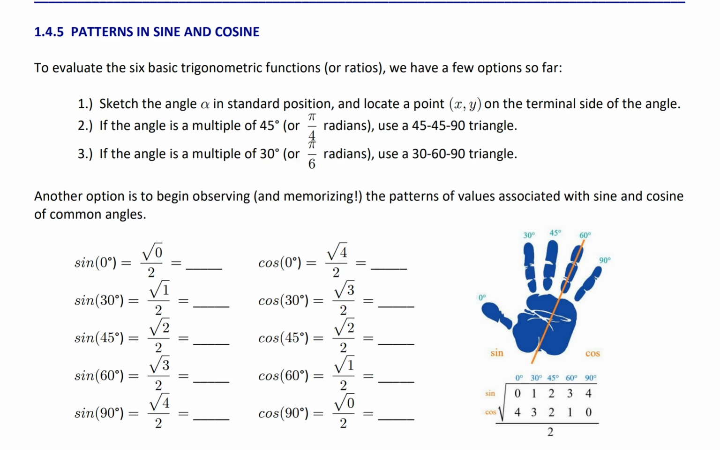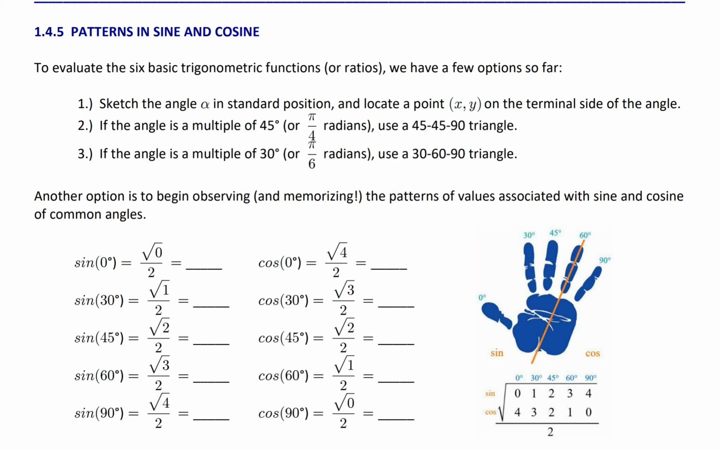However, if the angle is a multiple of 45 degrees or pi over 4 radians, we can use a special 45-45-90 triangle to determine the trigonometric ratios. Similarly, if the angle is a multiple of 30 degrees or 60 degrees, or pi over 6 radians or pi over 3 radians, we can use a special 30-60-90 triangle to find a point on the terminal side and evaluate the trigonometric ratios.